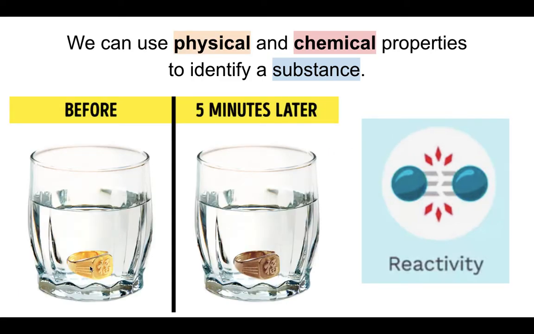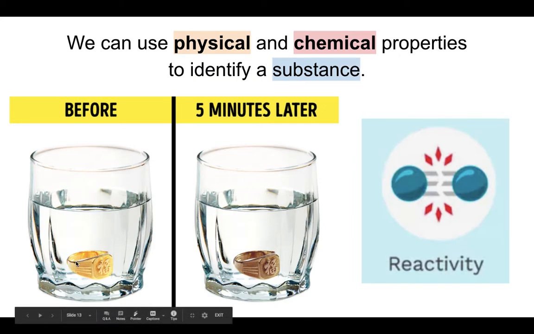Here's a gold ring in water. Here's an aluminum ring in water. Notice that the gold ring reacted differently than the aluminum ring. That's because a chemical property of gold is that it does not react with water, but a chemical property of aluminum is that it does react with water.